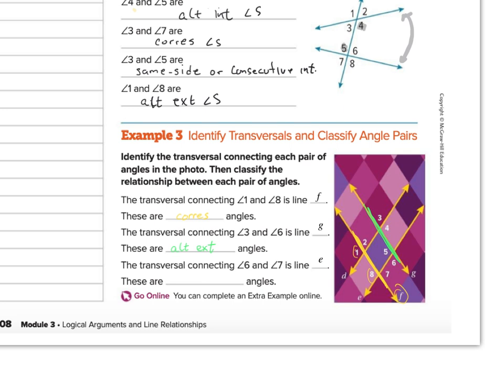Let's see here, then we have 6 and 7. Okay, so they both lie on line E, and then they are going to be consecutive interior angles, because they are in between the 2 lines. So there you go. Just thinking about how do we see what transversals are on, because that's going to identify, do we have a relationship, and what is the relationship to give us different values?